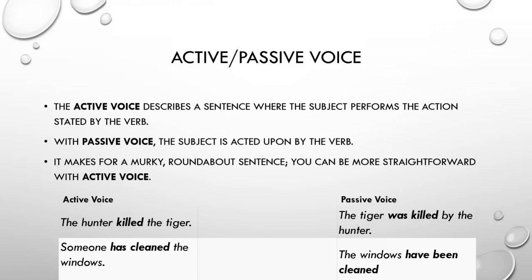So if you take an example in active voice, if you say the sentence, the hunter killed the tiger. Here the hunter is the subject. He performs an action, like, killed the tiger. So if it is written in the passive voice, the same sentence will be written like that: the tiger was killed by the hunter. So the subject is acted upon by the verb in that case.